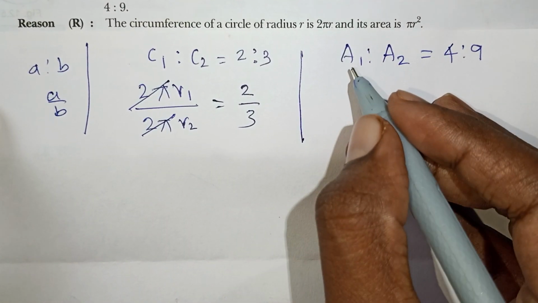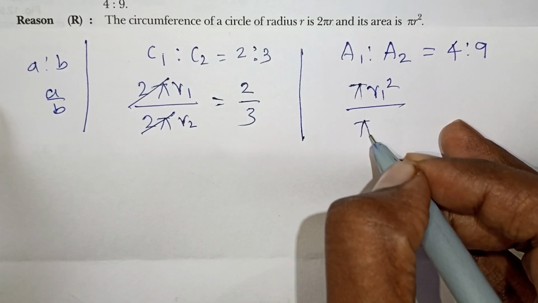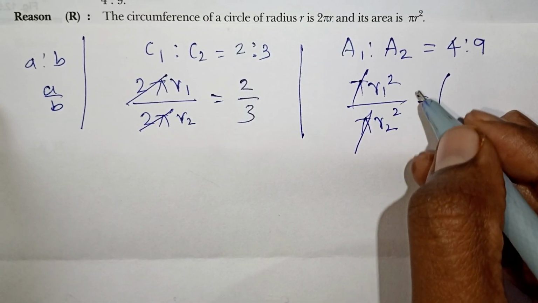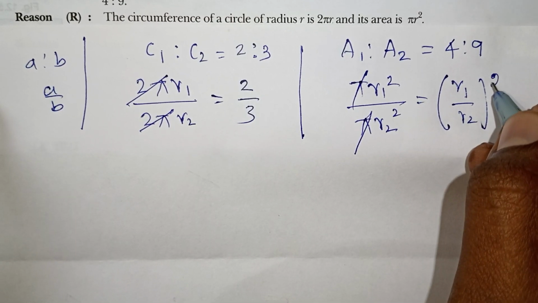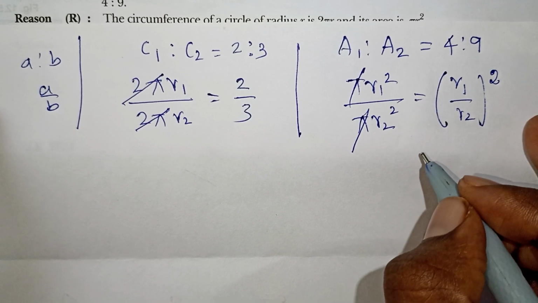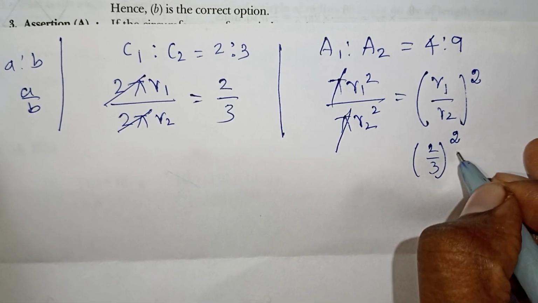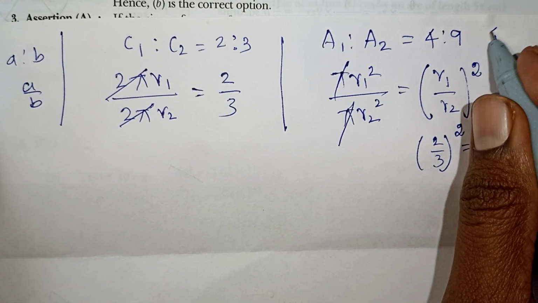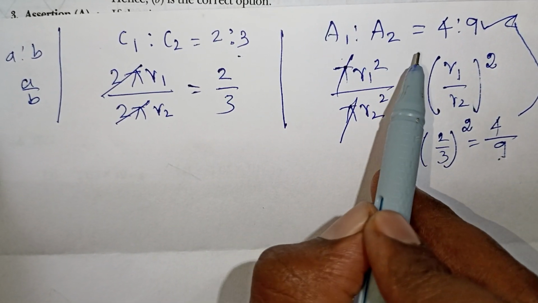Now let's apply here area formula: pi r1 squared by pi r2 squared. Pi value will get cancelled again. R1 squared by R2 squared we can write it as R1 by R2 the whole squared. R1 by R2 value we got here, 2 by 3. Now let's substitute here 2 by 3 the whole square. So 2 by 3 the whole square will be 2 squared will give you 4 and 3 squared will give us 9. So 4:9 we are getting the value correctly. When the circumference is 2:3 the area value will be 4:9.